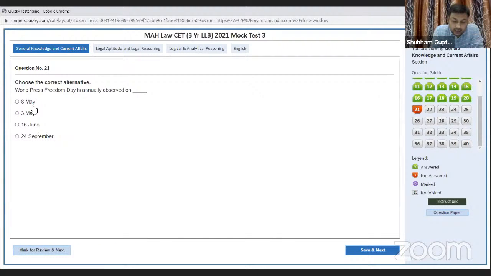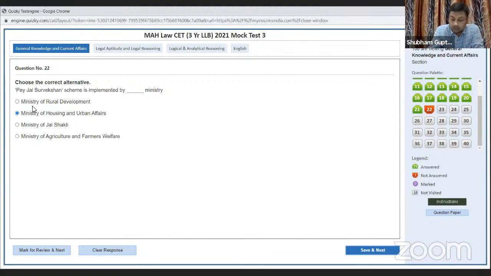World Press Day is annually observed on, I'm not sure. I know it's May, but I'm not sure. Let's go again with one and let's move forward. Payjal Suraksha scheme is implemented by, again, a question on ministry, which is part of your book. You should know.